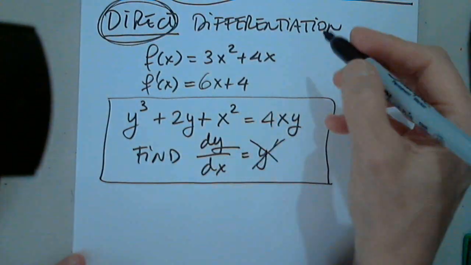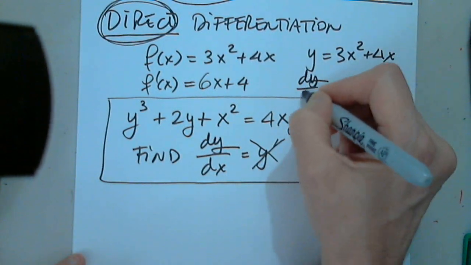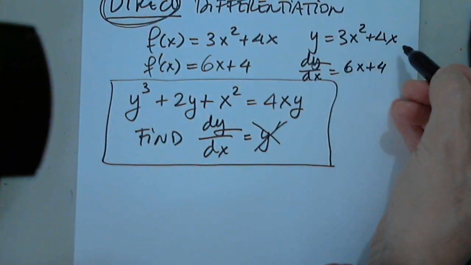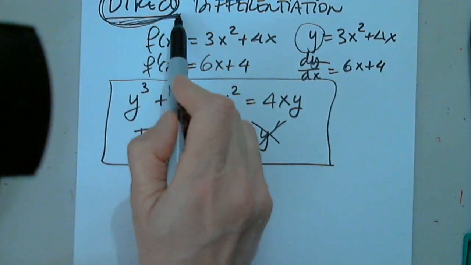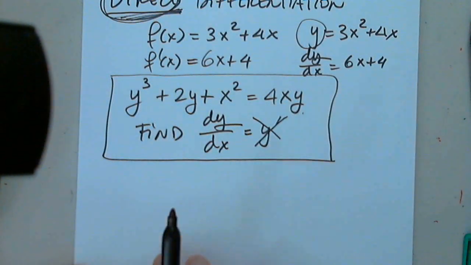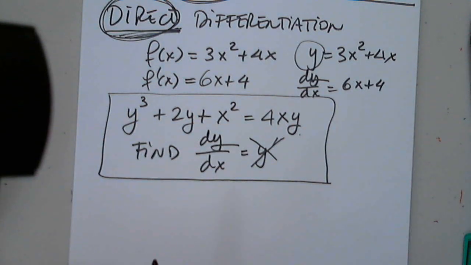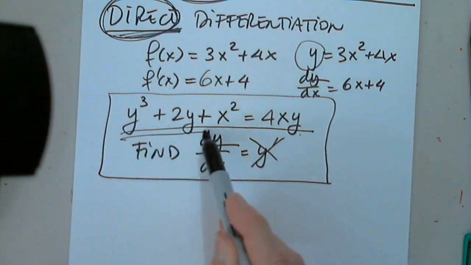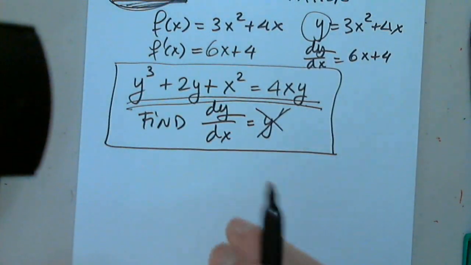Here I was given y equals 3x squared plus 4x, and you actually gave me dy over dx as being 6x plus 4. There is no y on this side. There is only one y. That's why I'm using direct differentiation. Here I have no choice but use implicit differentiation because I'm not given y, and I cannot solve this for y. Not possible. A computer will do it, but we cannot. So how will I find dy over dx?